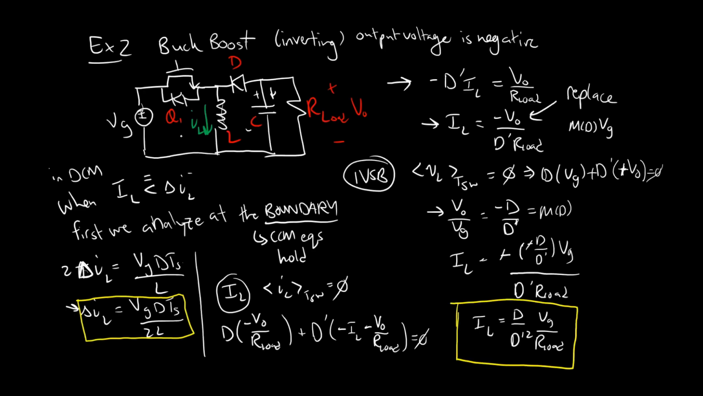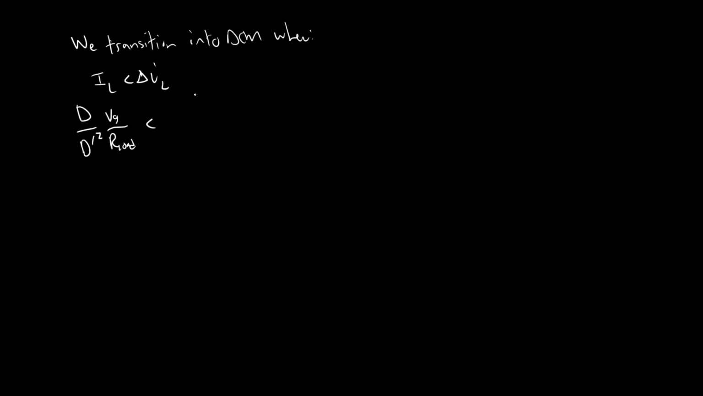And that's going to be less than delta IL, Vg, D, Ts over 2L. Okay, and what's nice is we can cancel out these Vg's, right? So this Vg cancels, D cancels. And then we want to use K, right? So K is equal to 2L over R Ts.